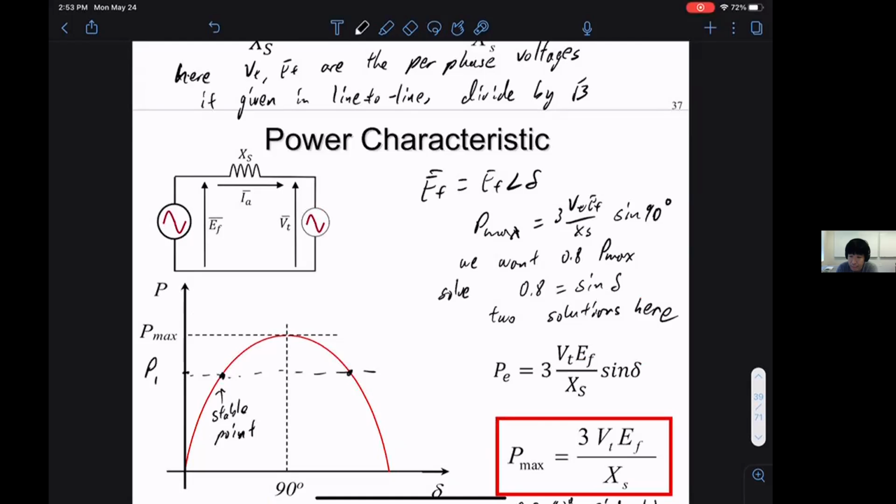Okay. All right, so there are two solutions, and we need to pick one to operate at. Whenever you have two solutions, there should be an additional principle to pick one of them. The way we pick one is to think of power balance and what happens when you change the power a little bit.